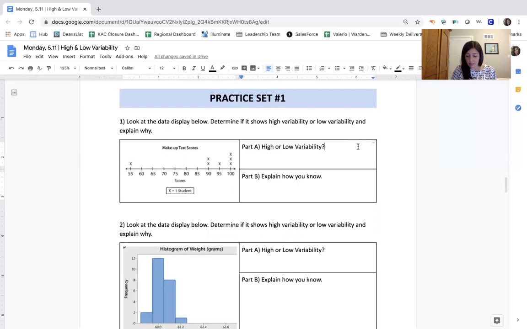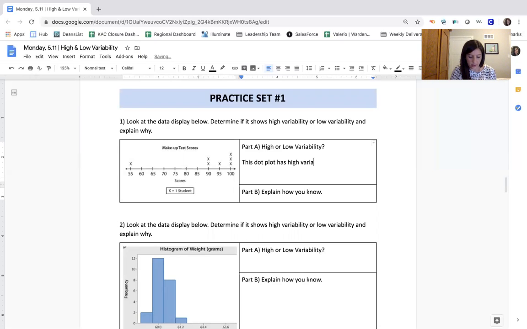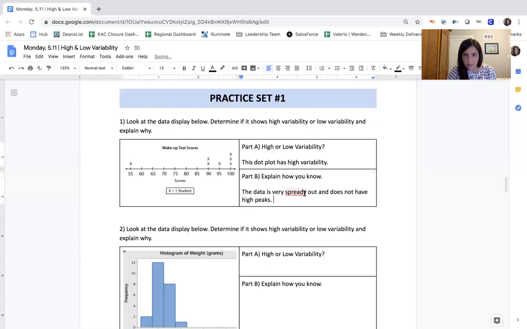So I think I'm pretty confident with my answer that this dot plot has high variability. There's a lot of different types of answers. There's a lot of variance in this data set. It goes all the way from 55 to 100, okay? And again, how I know is that the data is very spread out and does not have high peaks. I'll go ahead and fix that typo real quick, and I'm good to go.